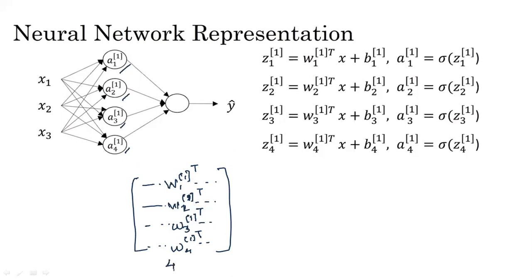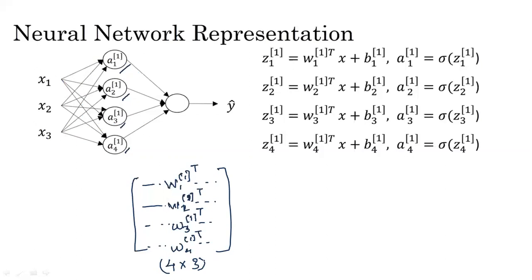So what will be the dimensions of this matrix? The dimension of this matrix would be 4 cross 3. If you want to learn how this dimension 4 cross 3 came, you can watch my previous video lecture. 4 because we have four nodes in this layer and we are working on this layer only, and 3 because we have three input features, that is x1, x2 and x3.